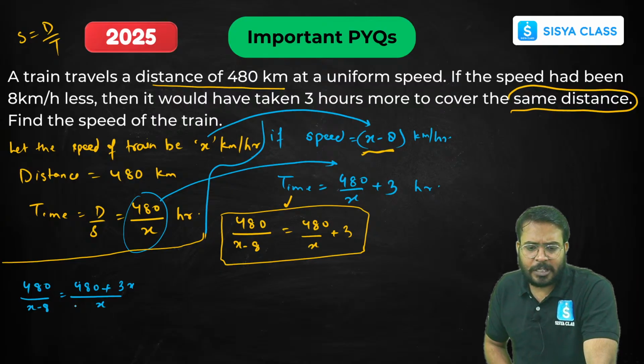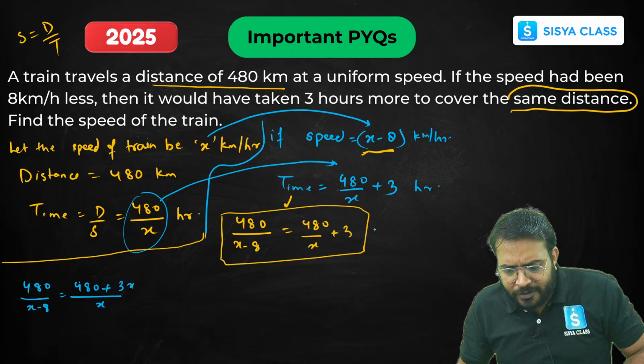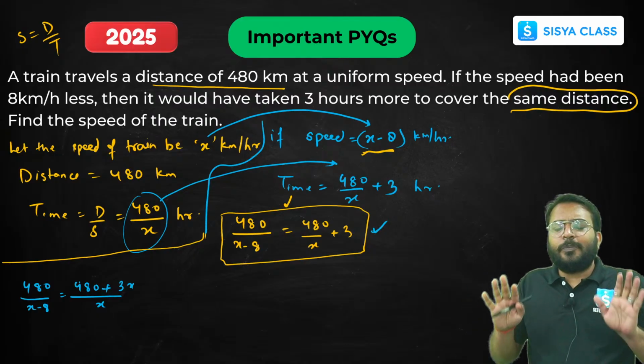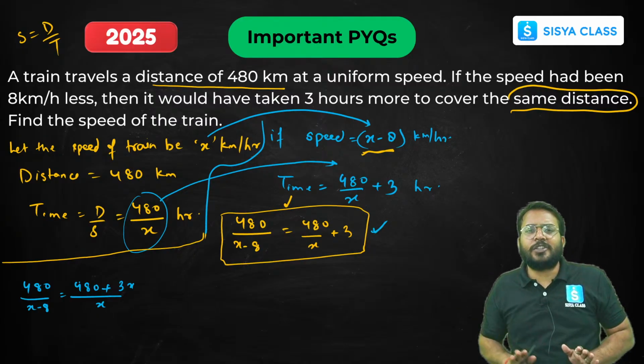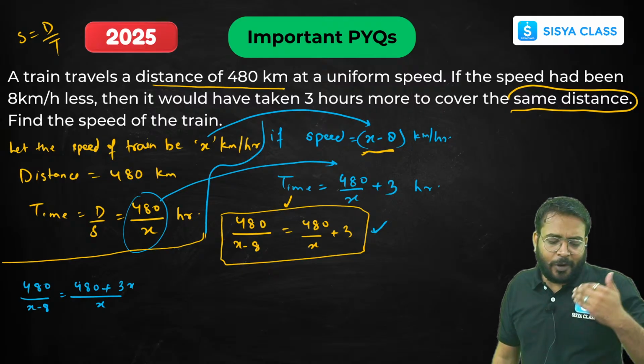Yes sir, we can cross multiply. You need to solve it. Your concept part is only till here. After this, you just need to apply your mathematics. Understood my point? You have to apply your concept.